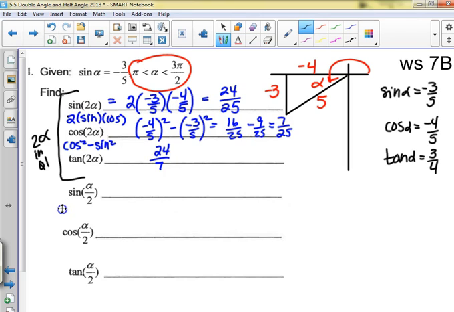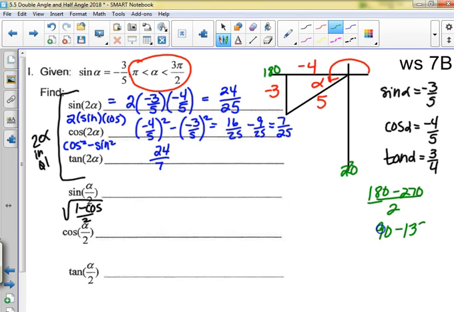Okay, square root of 1 minus cosine all over 2. We got to determine plus or minus. Okay, for an angle that is somewhere between 180 and 270, half of that, if I divide those by 2, I get between 90 and 135, yes, which would put it in quadrant 2. In quadrant 2, the sine is positive. I'm just doing these ahead of time.